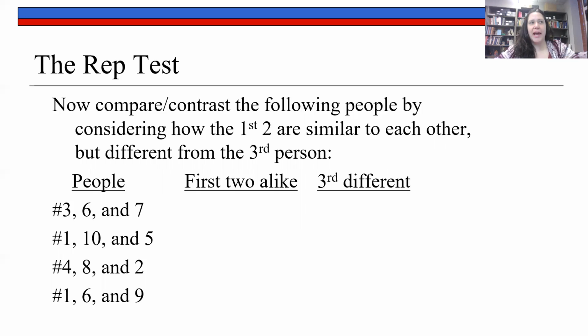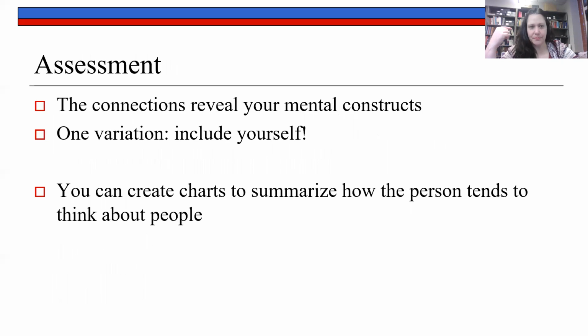So Kelly says, once you look at the ways that people who take the REP test describe the people in their life, the types of constructs that they use will tell us about the person taking the test. This is not supposed to tell us about the people on the list, the 10 people that they chose to write down. It tells us how the person taking the test thinks about the world.